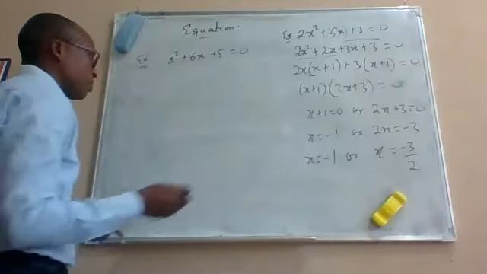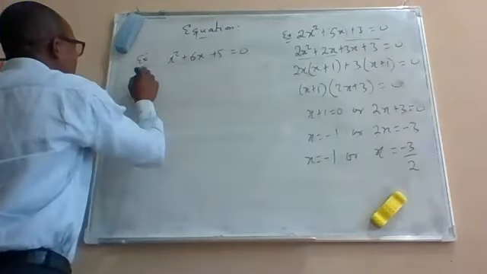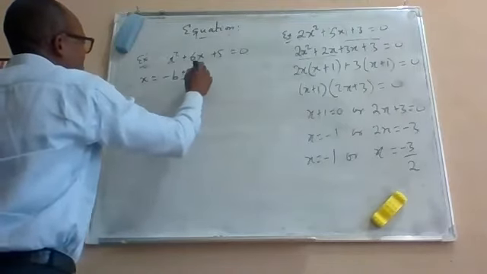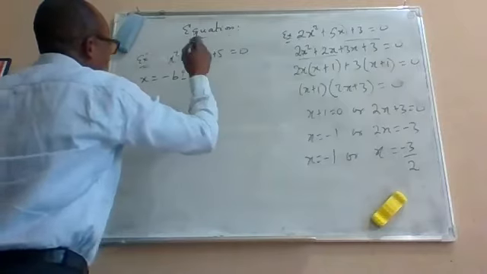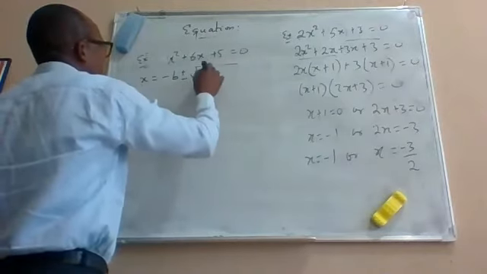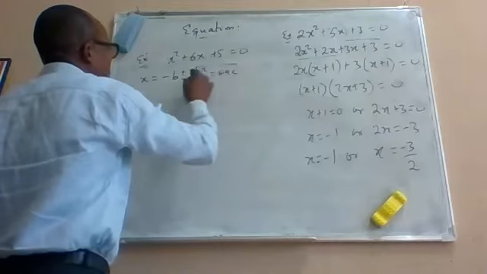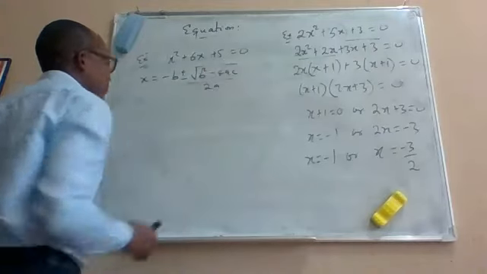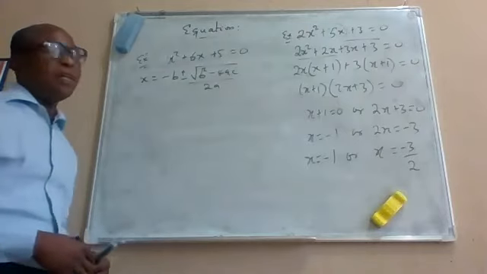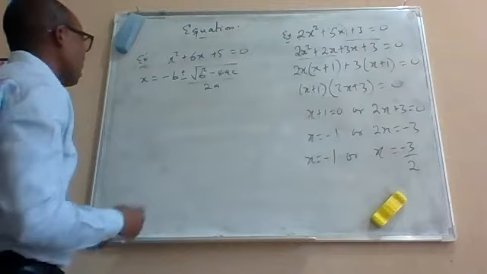The formula method says, by formula method, the formula is s is equal to minus b plus or minus square root of b squared minus 4ac over 2a. That's the formula. That is the quadratic formula. So going by this formula.